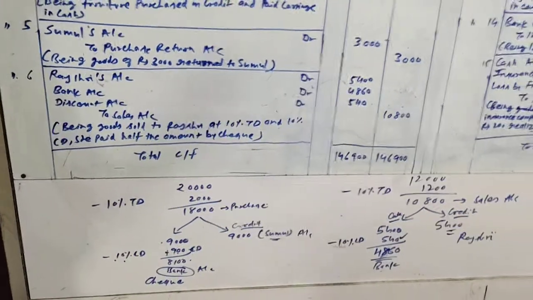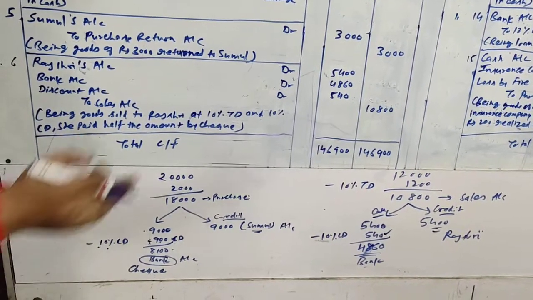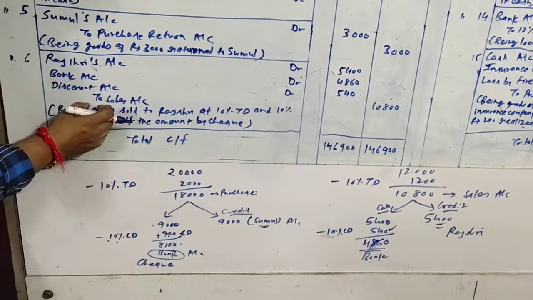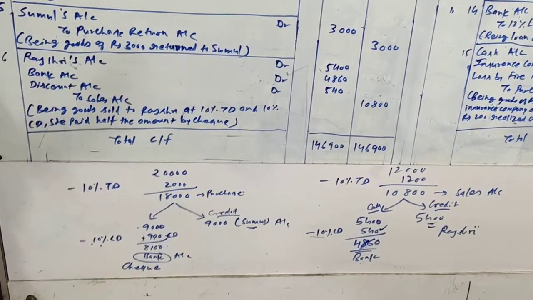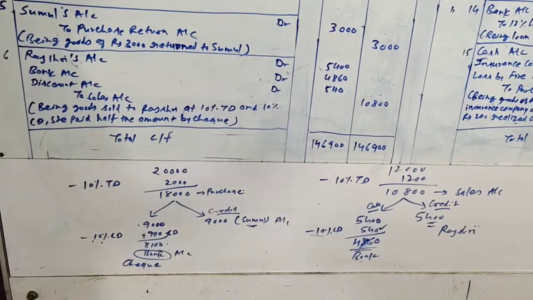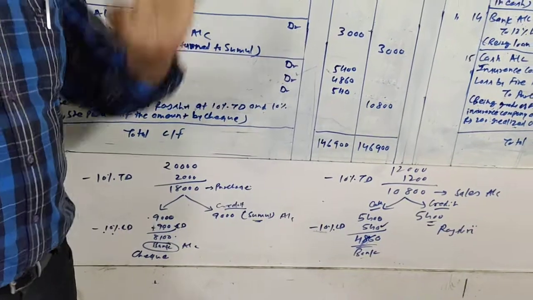This is a sale transaction. On sale, discount is given, and when discount is given it is an expense, so it has to be debited. And to sales account 10,800 because goods is sold for 10,800. We always know that the amount of purchase or sale is recorded after deducting trade discount.